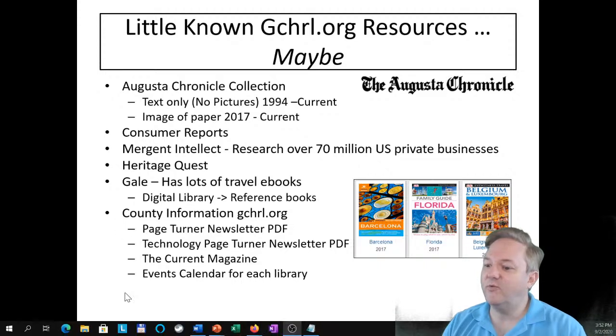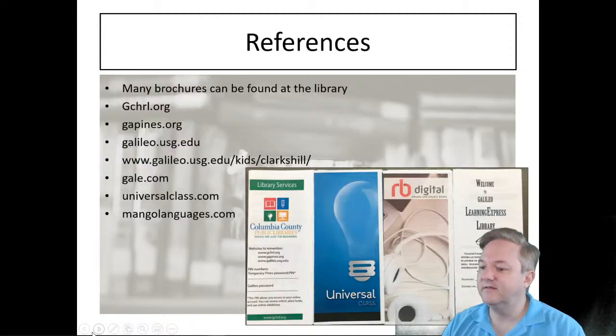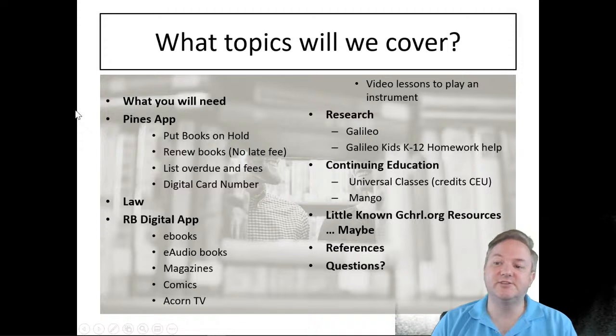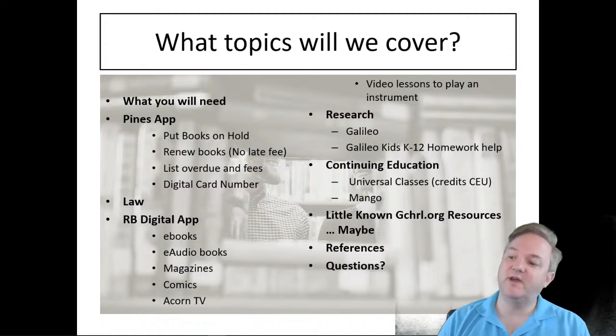So let's kind of talk about what we covered today. Today we talked about what we needed to get started, okay? We talked about our library card and of course signing in with our free username with the gchrl.org Pines app. We talked about putting books on hold, doing our curbside holds pickup, listing what our books are due, and pulling up our digital library card number. We also talked about law resources like setting up a will, our RB Digital app, using and accessing our eBooks, e-audiobooks, magazines or comics, and even turning on our subscription for Acorn TV.